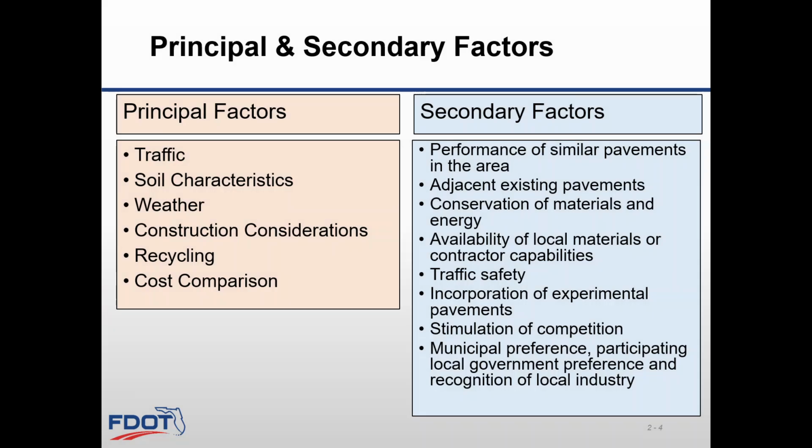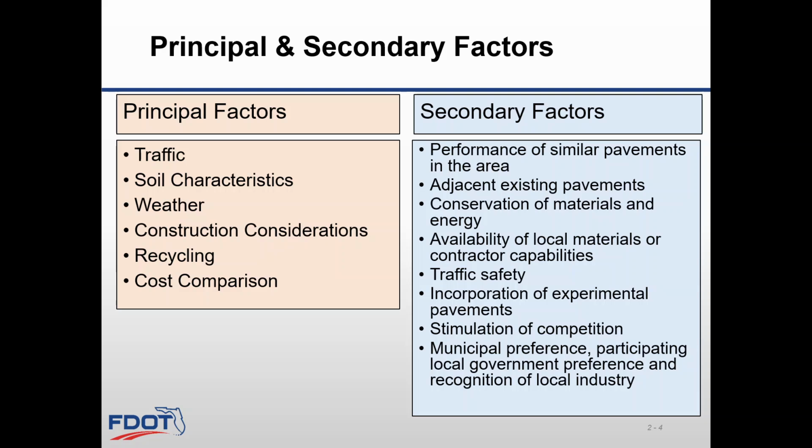Principal and secondary factors may have some influence on the decision-making process. Principal factors: traffic, soils characteristics, weather, construction considerations, recycling, and cost comparison. This group includes those factors which may have major influence for structural requirements, and they assign an economic value for comparative purposes.